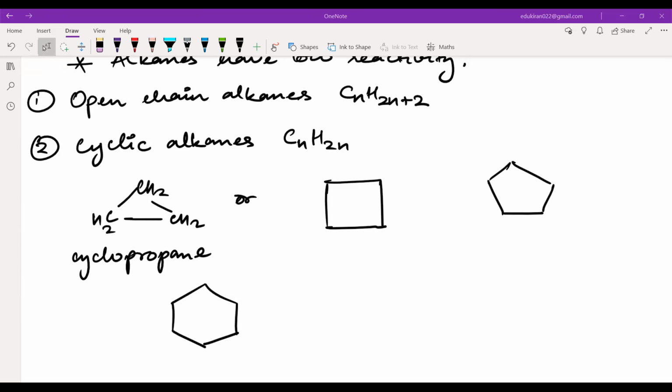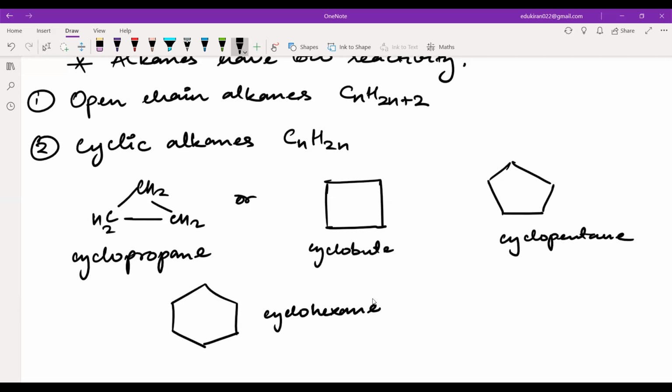Yes. Tell me what is the name? Cyclobutane. Cyclo. What will be this? Cyclobutane. Butane. This will be cyclo. Pentane. Pentane. This will be cyclo. Hexane. No, very good. Cyclohexane.